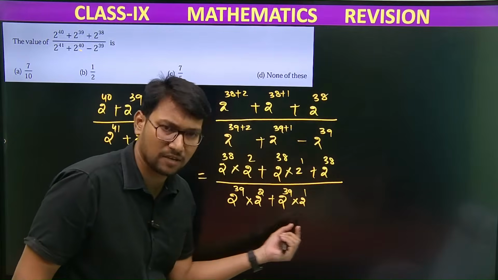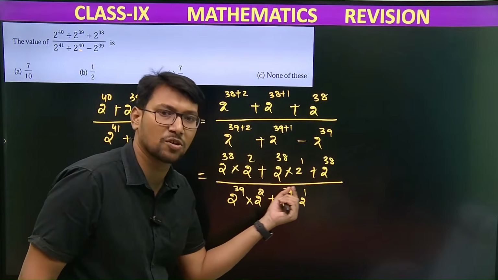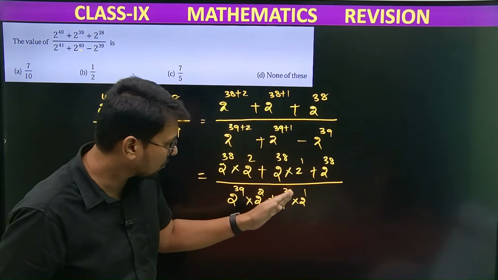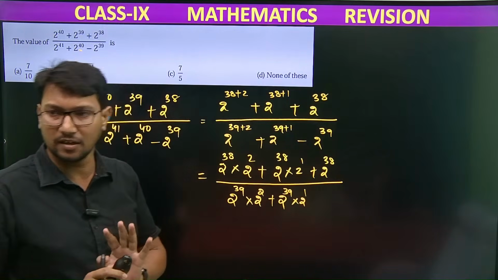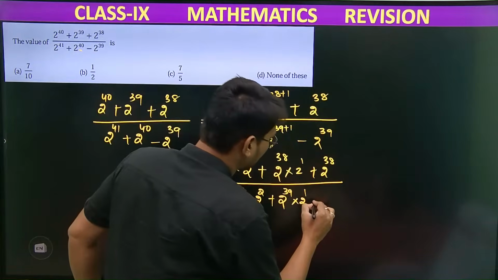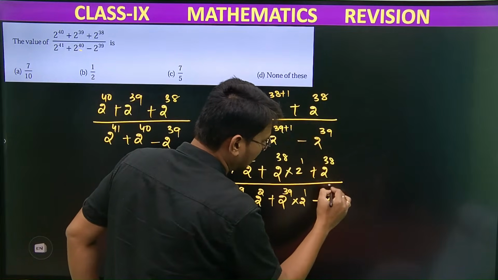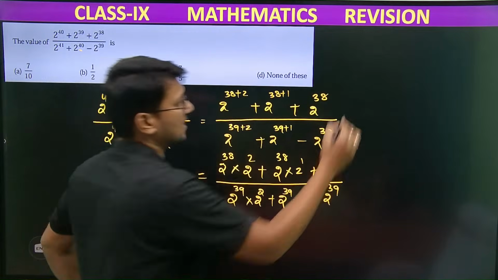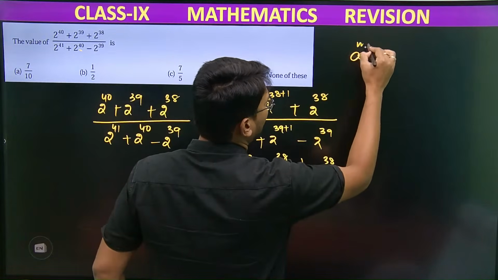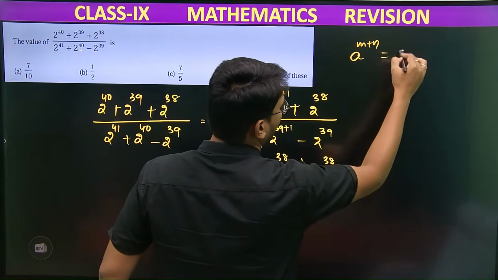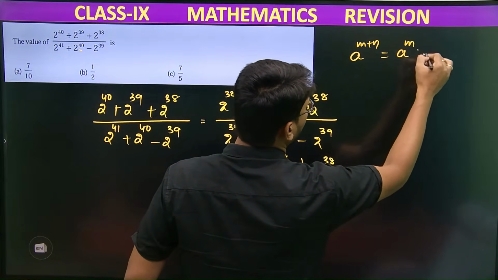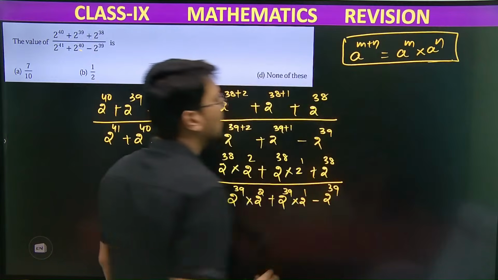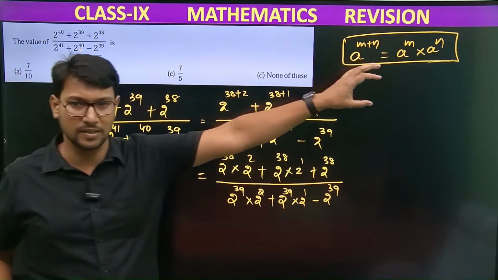You can use the laws of exponents here. Here the base is the same, so their powers in case of multiplication should be added. I have written 2 to the power 39 into 2 to the power 1. Clear? So therefore, children, this one we can write 2 to the power 39 as it is. In each case, I have used a to the power m plus n equals a to the power m into a to the power n. I have used this law of exponents, right?